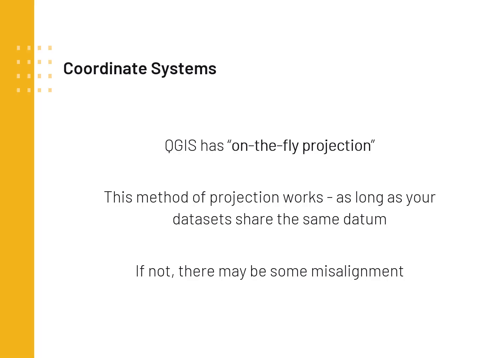QGIS has what's called on-the-fly projection. This method of projection works as long as your datasets share the same datum. If not, there could be some slight misalignment. So this means you can bring your datasets in and they will automatically overlap each other regardless of the coordinate system you're using.